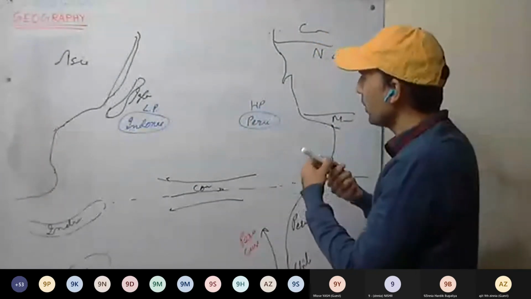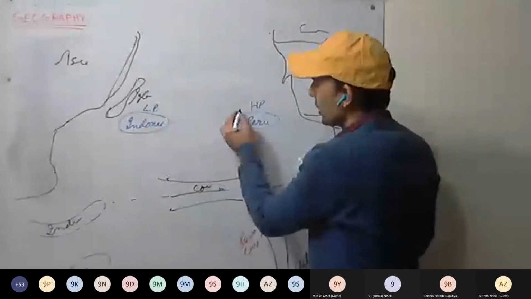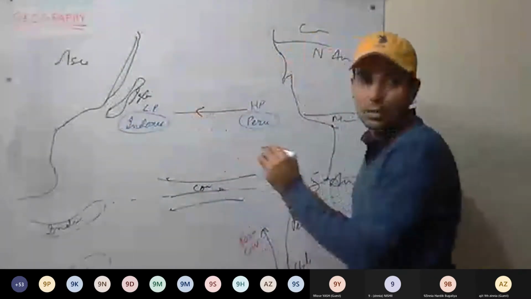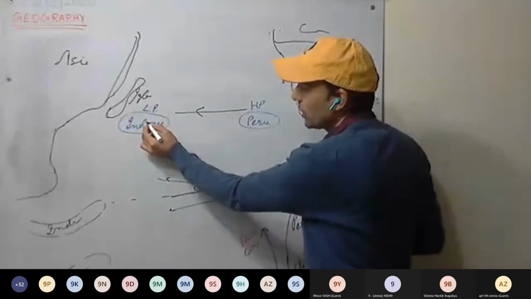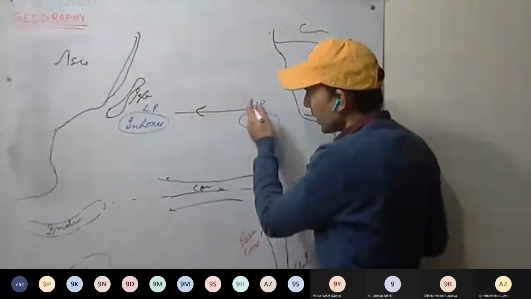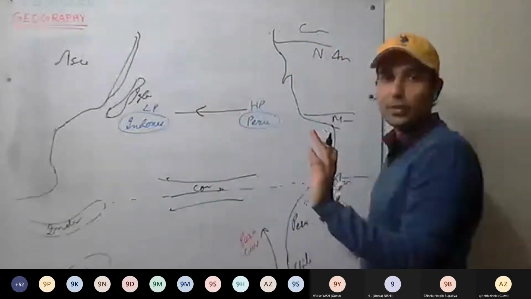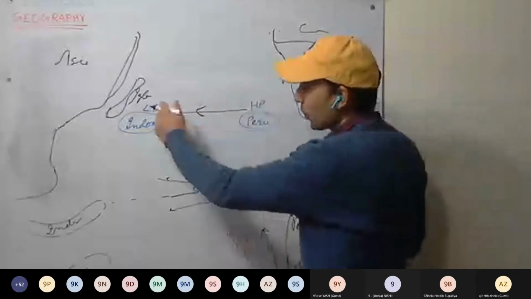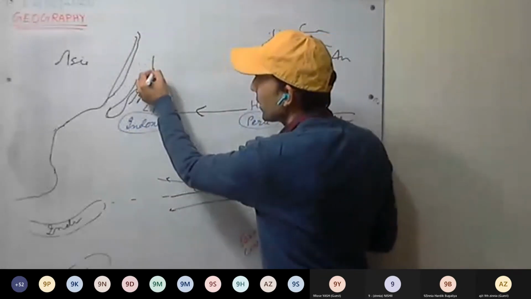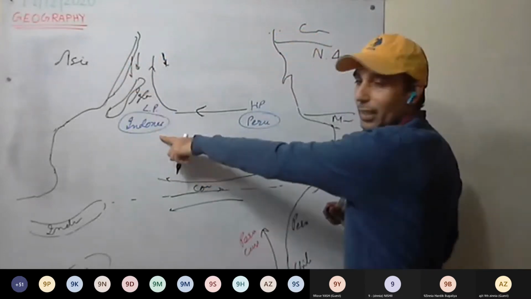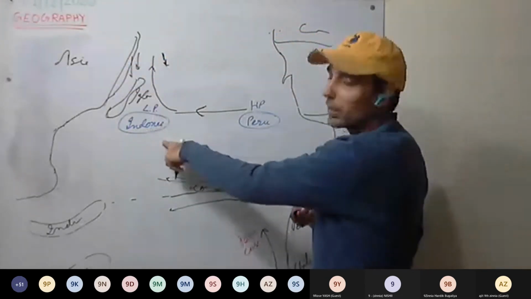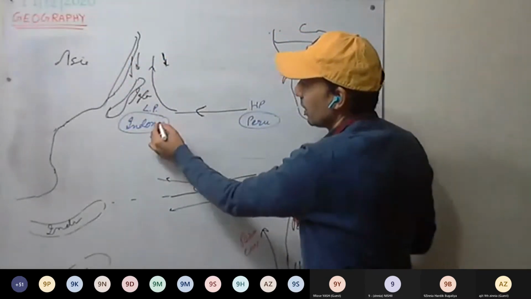Now see what happens here. The wind will flow from high pressure towards low pressure, and it takes moisture from the ocean. At the low pressure the air rises and rainfall takes place here in Indonesia. Around 10 to 11 months we will be having rainfall in Indonesia.